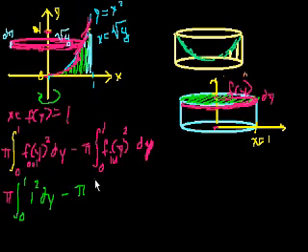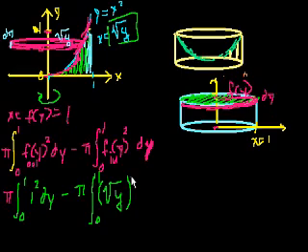minus pi, and we're still going from 0 to 1. And remember, that's the y boundaries. And now what's f of y? Well, here f of y is square root of y. Square root of y squared dy, right? And so this equals, let's take the pi out.